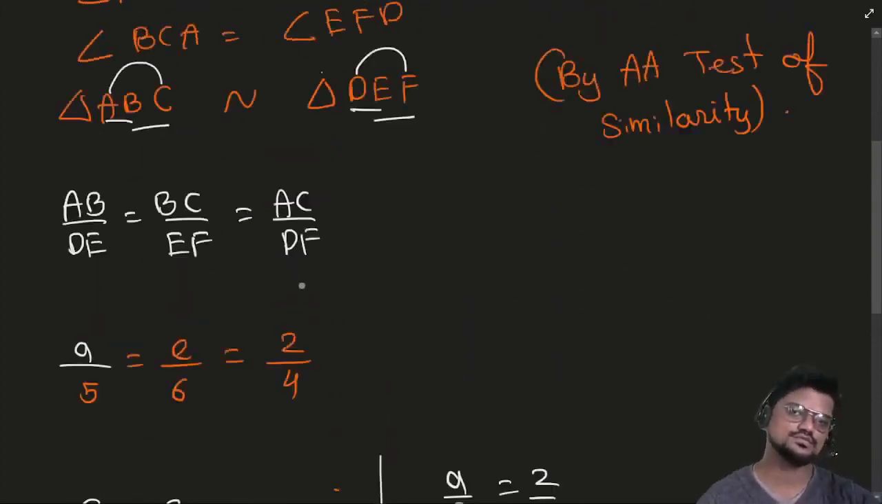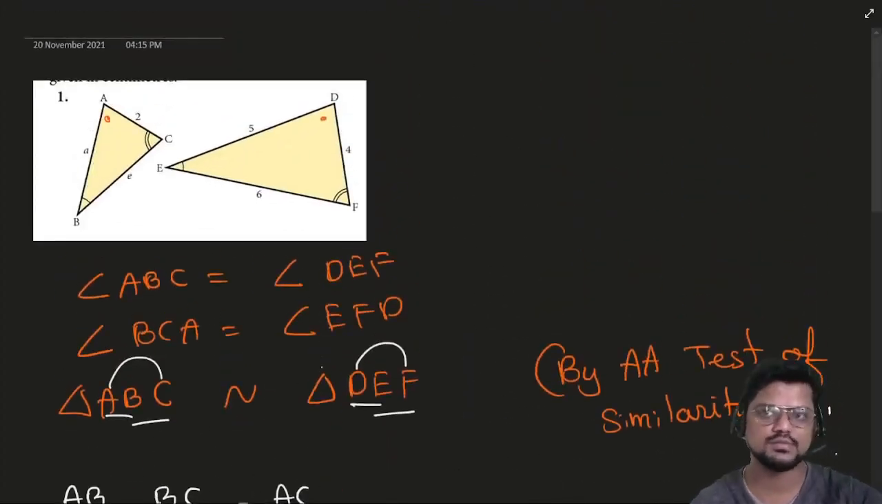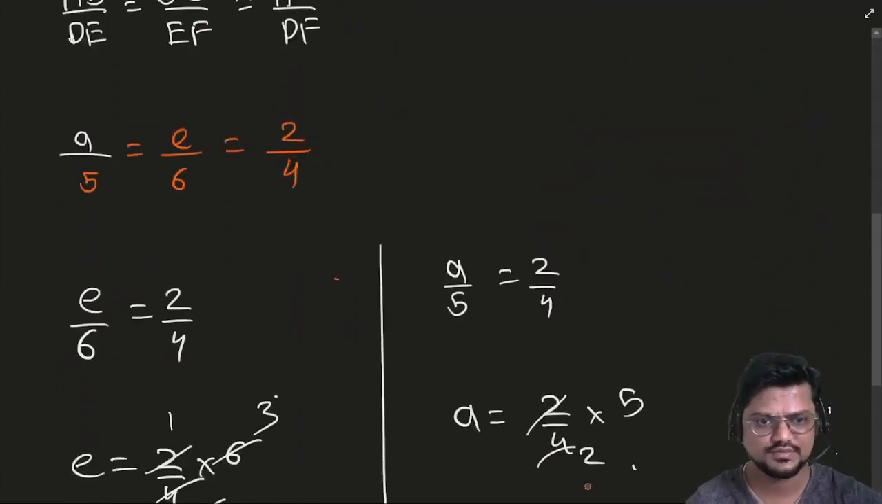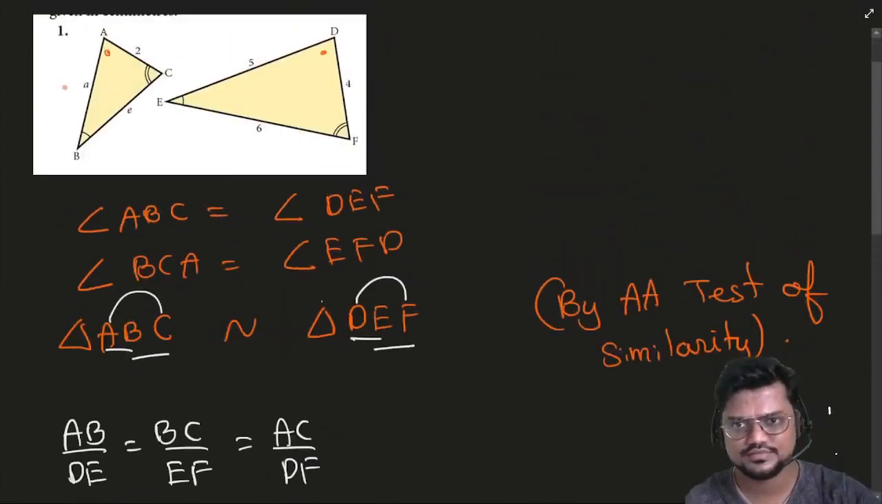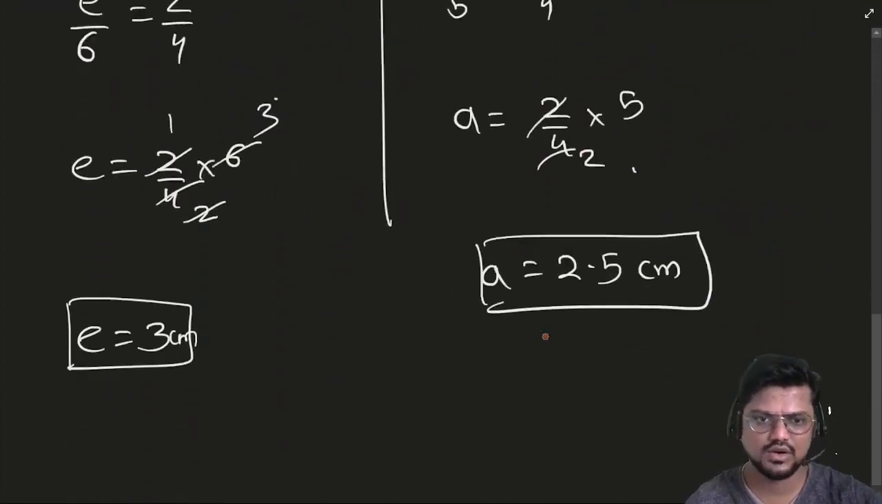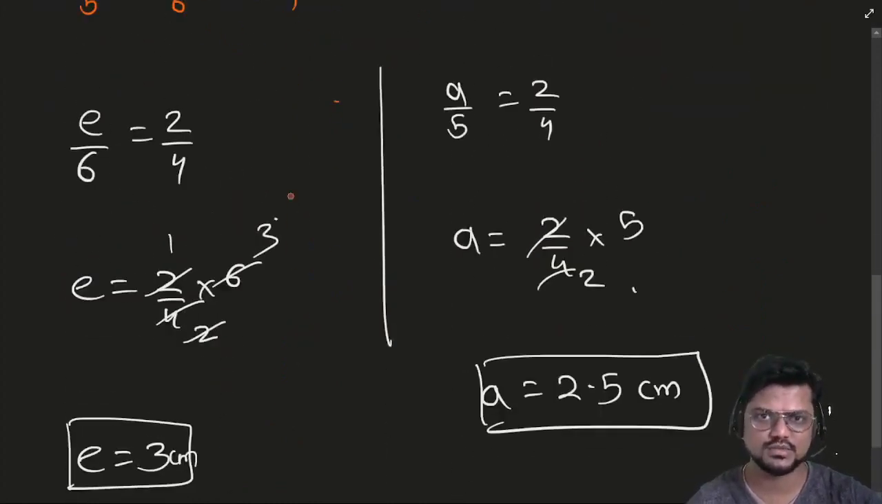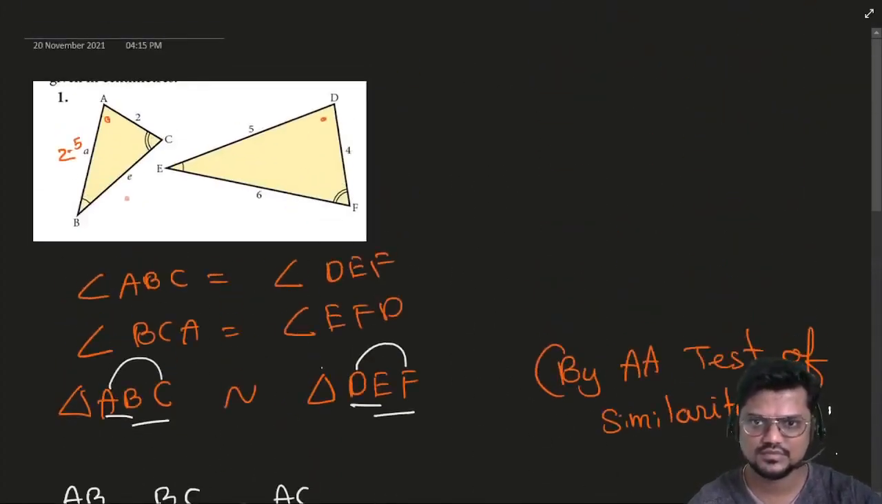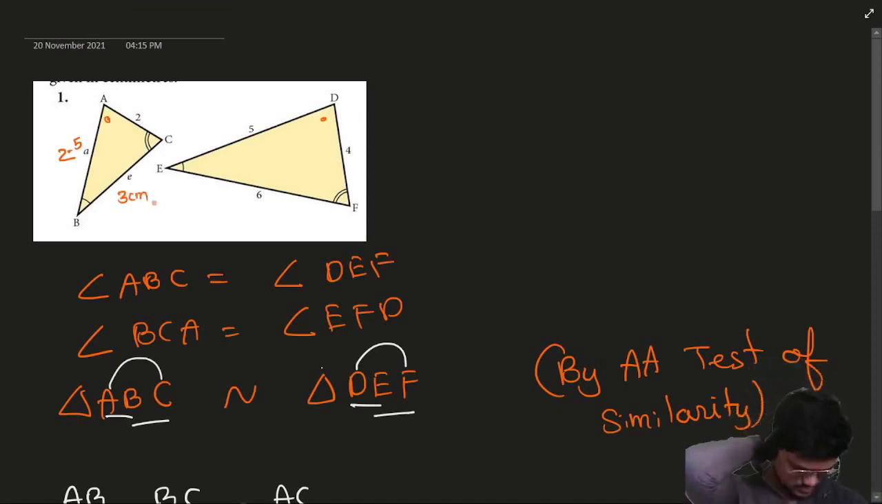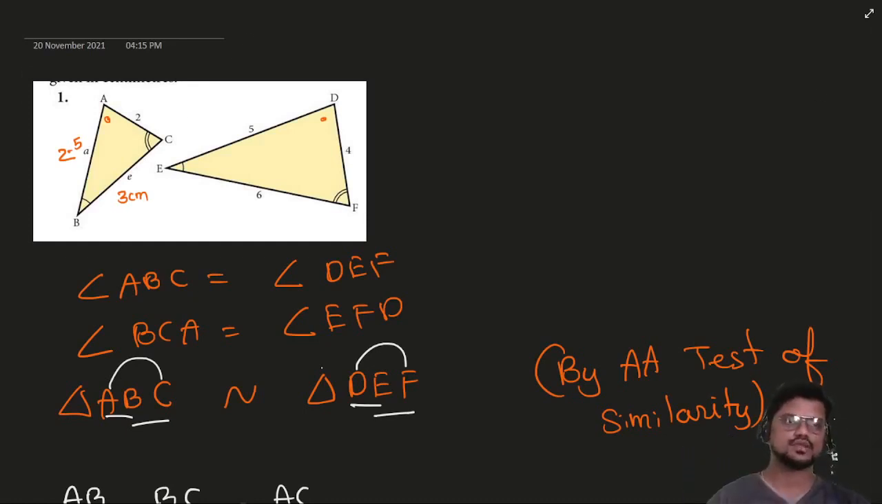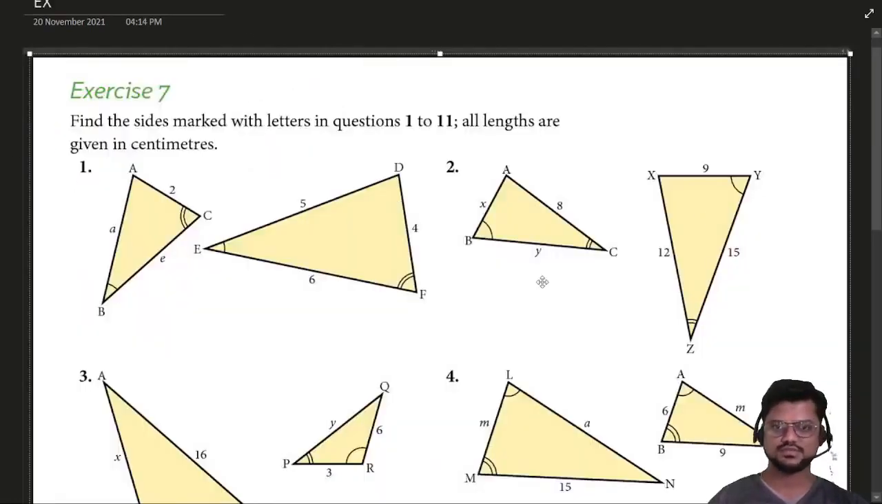Is that clear? That means the value of A is how much? 2 centimeters. Sorry, it is 2.5 centimeters. And the value of E is 3 centimeters. Is that clear? Yes, sir. Fine. Now we can start with the next thing.